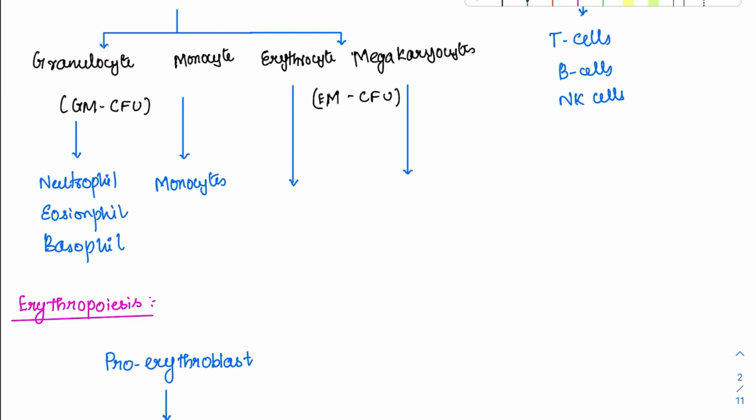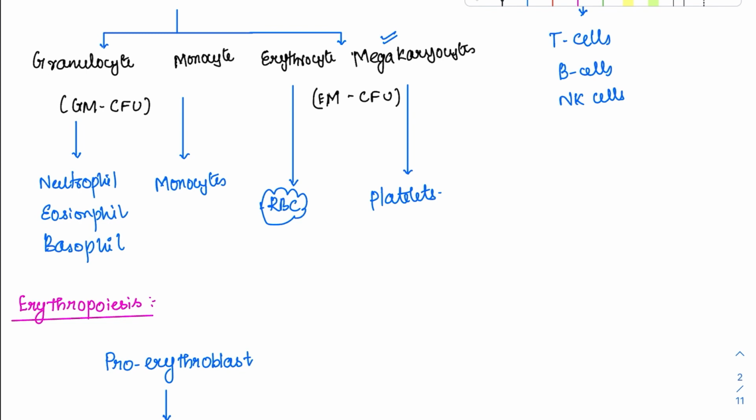Then the erythrocytes, they are the ones which are going to form the RBCs, that is the red blood cells in the body, which is very, very important physiologically. Then coming to the megakaryocytes, what do they form? They form something called platelets. They form the platelets in the blood. So these are the basic hematopoietic stem cells and their further divisions.